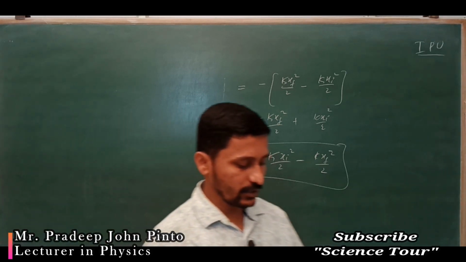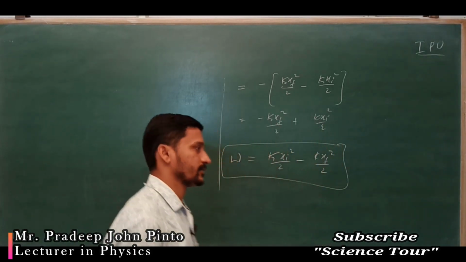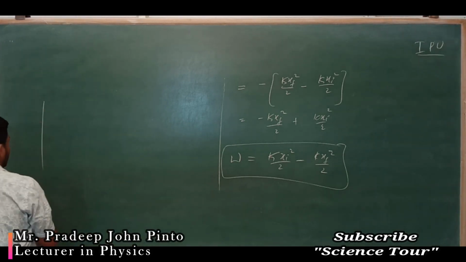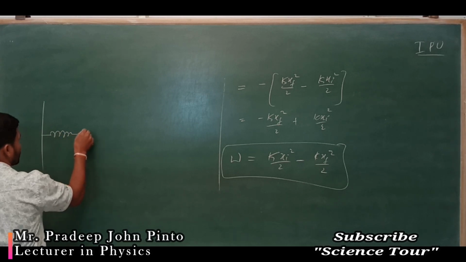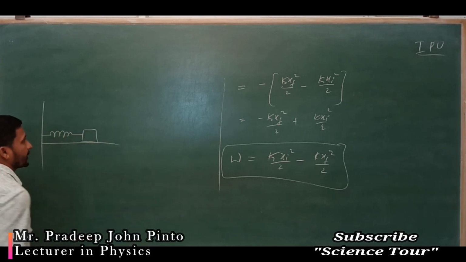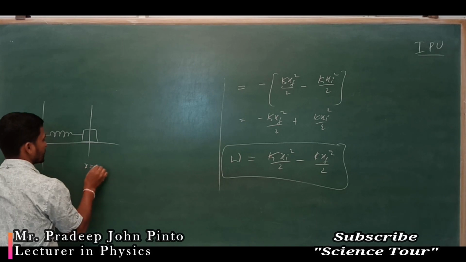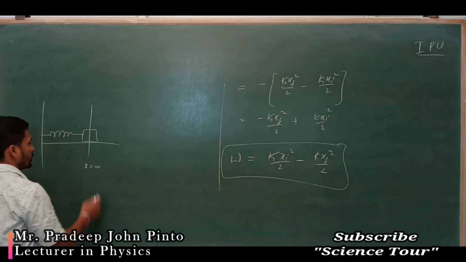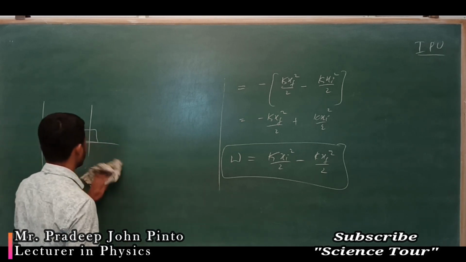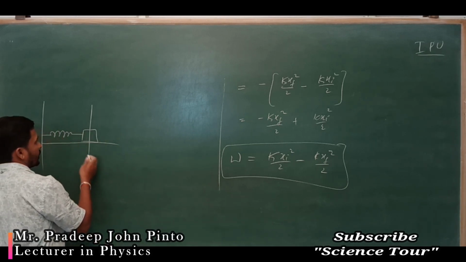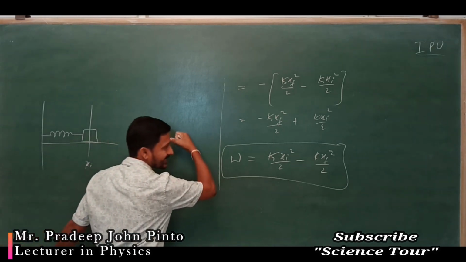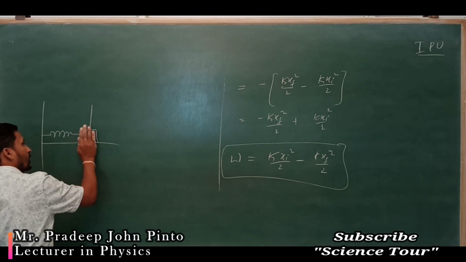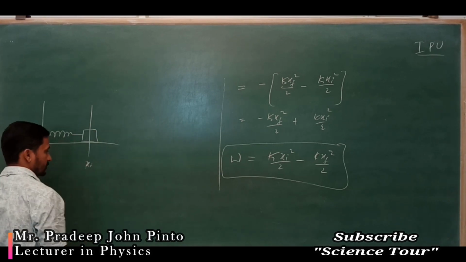Now I will give you a scenario in which a spring is connected. This is x equal to 0. This is the initial position itself. Now what I will do is pull this spring till here, and then I will get it back and keep it here itself.